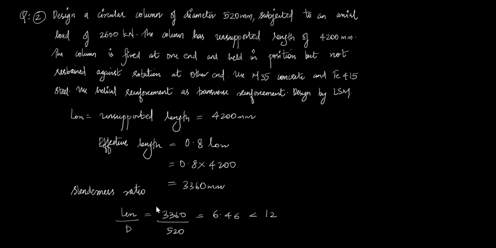So calculating the slenderness ratio, you will get LEX by D. Here it is a circular column, so there is no minor axis or major axis, only one axis. So you will take LEX by D, that is 3360 divided by 520, that is 6.46, which is less than 12. So I can call this a short column.